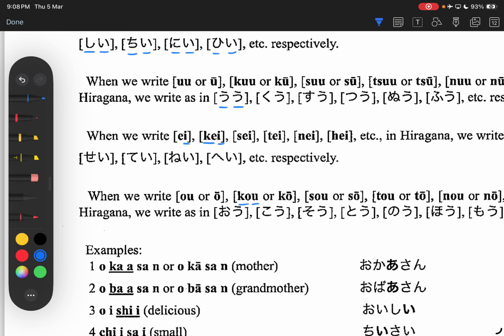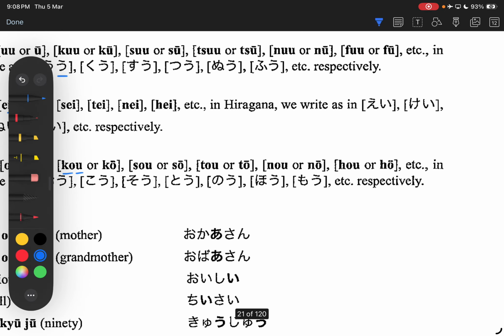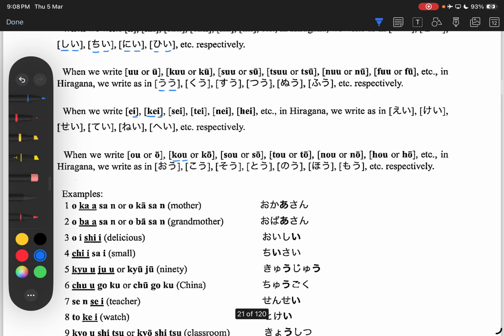So, ko. Then S-O, so. T-O, to. N-O-U, no. H-O-U, ho. Okay, so these are the long sounds.